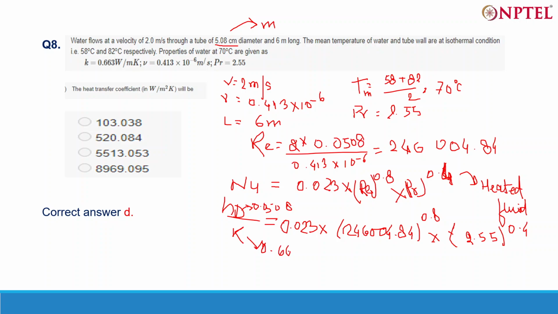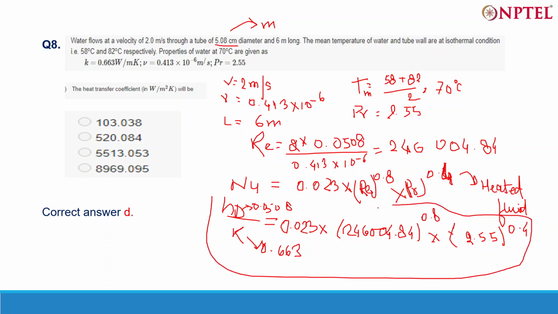Okay, so write all these terms here. Now everything is known here. This is known, known, known, known, known. What is unknown? h, that is being asked, the heat transfer coefficient. So calculate h after putting all those values and calculation. It's 8969 point something. Okay, so the correct answer is answer D. So please have a look at this question and try to see how this has been done.